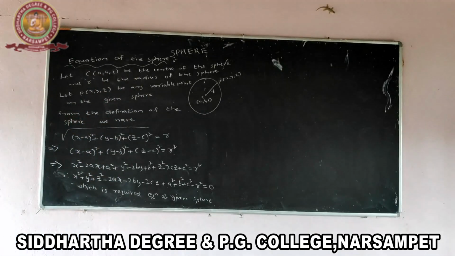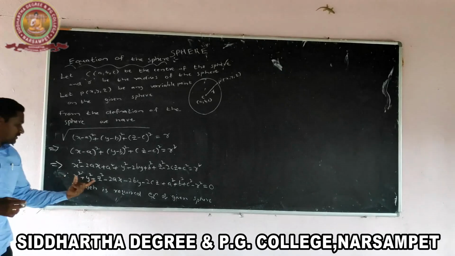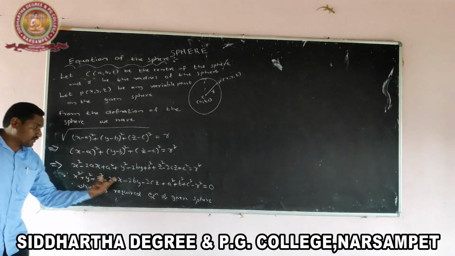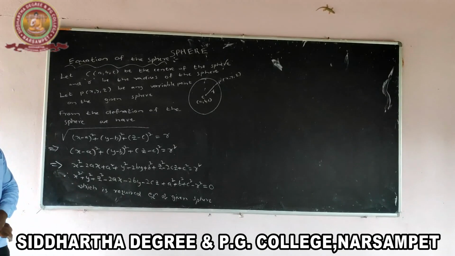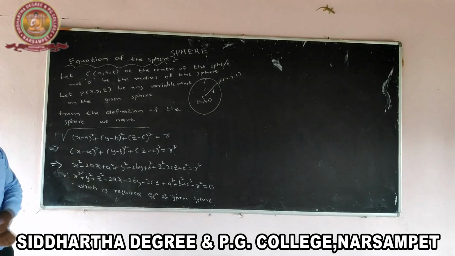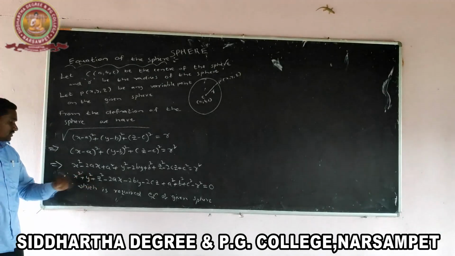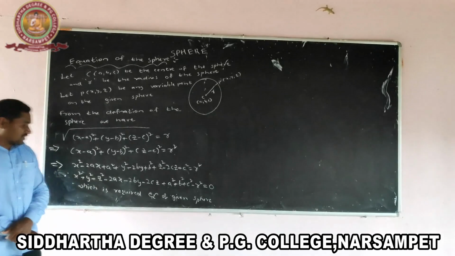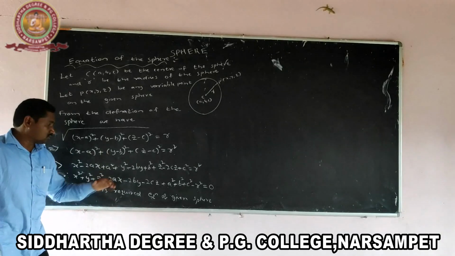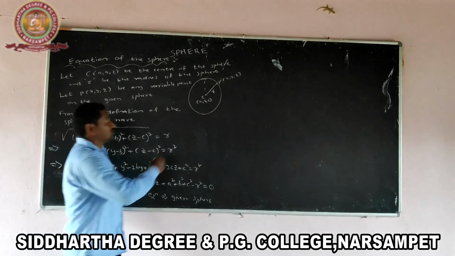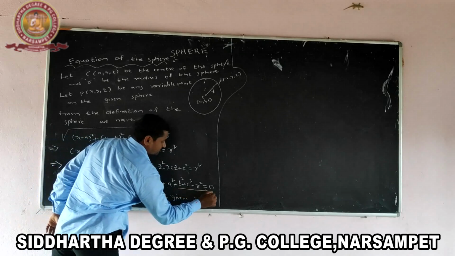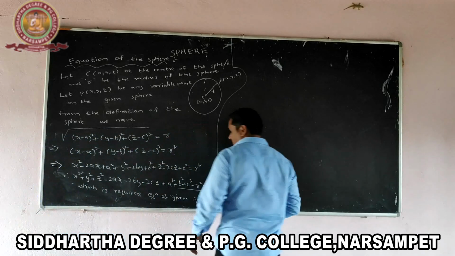If you observe this, it is a second degree equation in x, y, z, and the coefficients of x square, y square, z square are equal. Also, the product terms xy, yz, zx are absent. So let us call this equation 1.